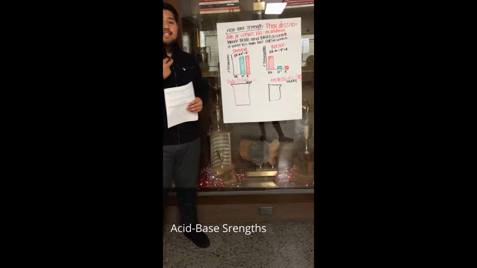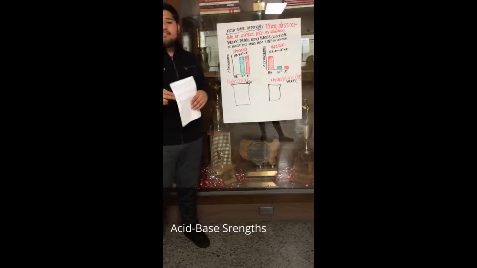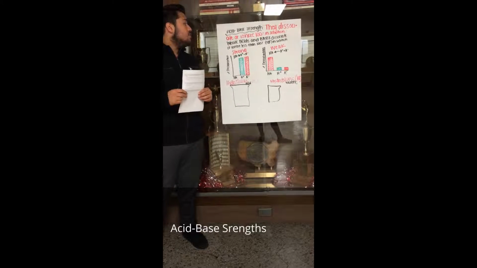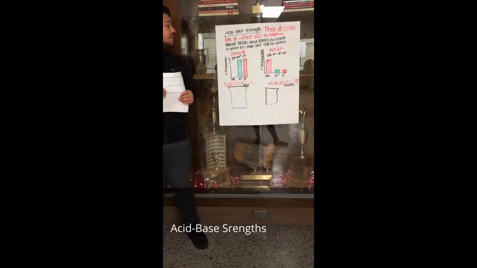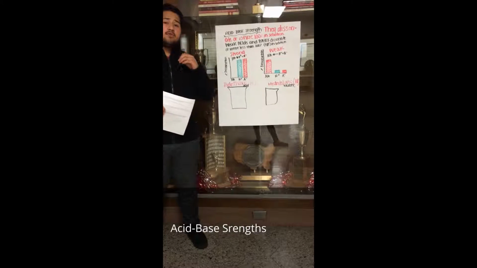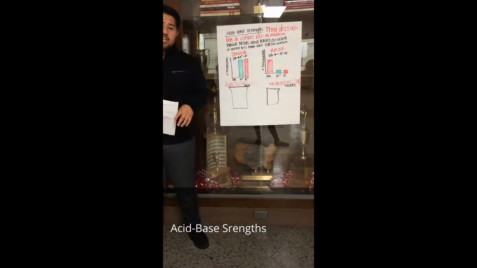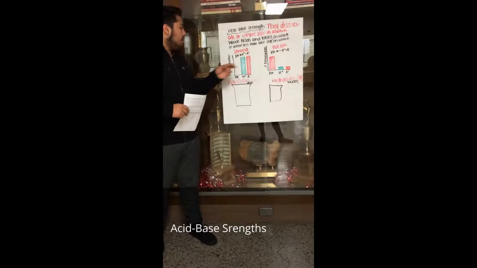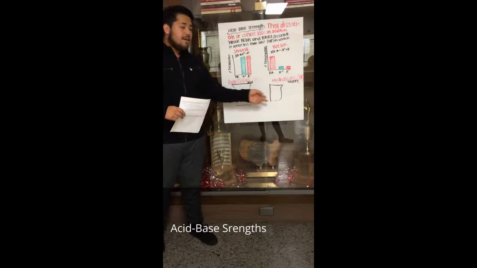When it comes to acid-base strengths, weak and strong acids have different properties. Strong acids dissociate 100% in a solution, and weak acids do not fully dissociate. Here we have two examples to show you. We have the bar graphs here, and then an example that I'm about to show you right now.